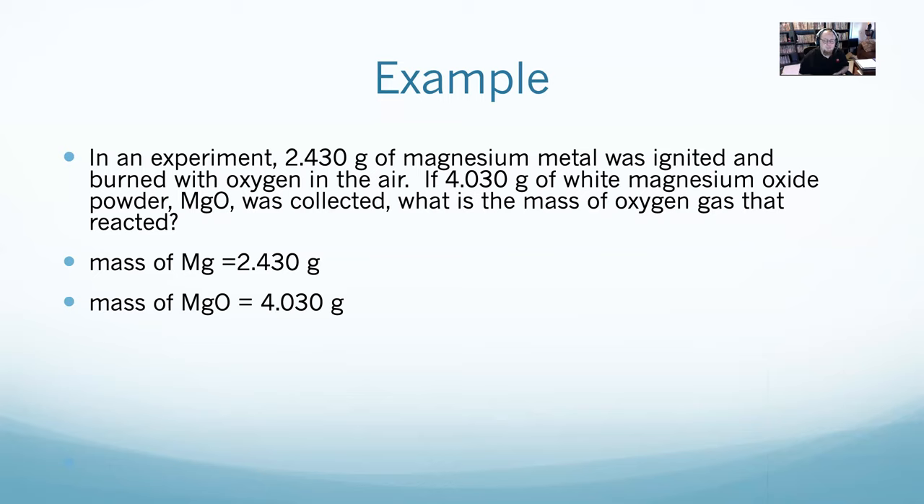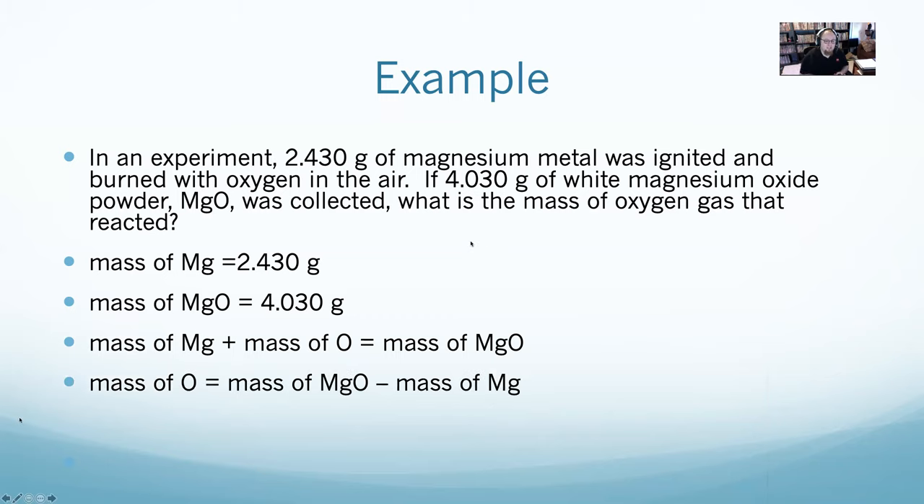And if we go from magnesium to magnesium oxide, that means we have magnesium bonding to oxygen. And so I can say the mass of magnesium plus the mass of oxygen I started with is going to be the mass of magnesium oxide I end up with. The mass of oxygen that bonded then is just going to be the mass of magnesium oxide minus the mass of magnesium, just subtracting those two numbers. Any questions though?